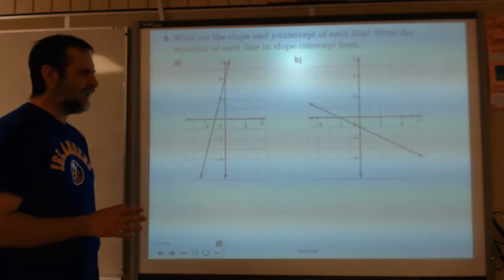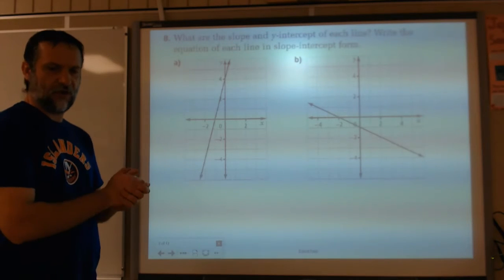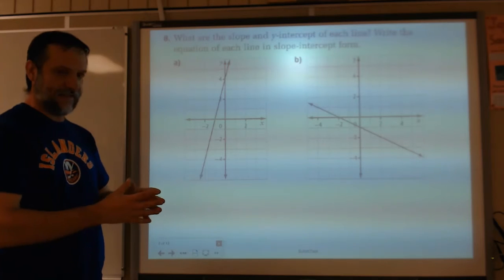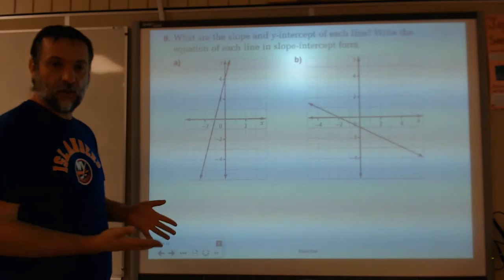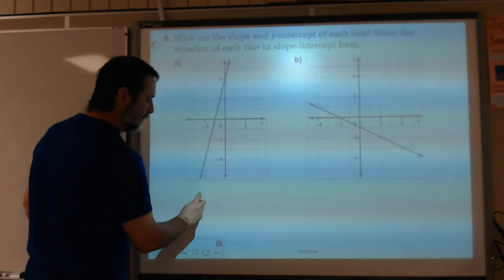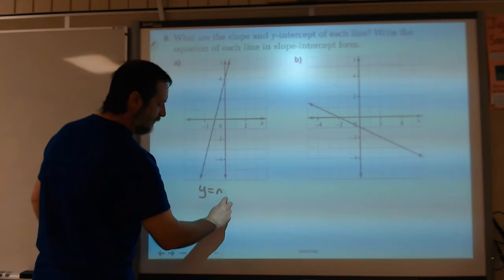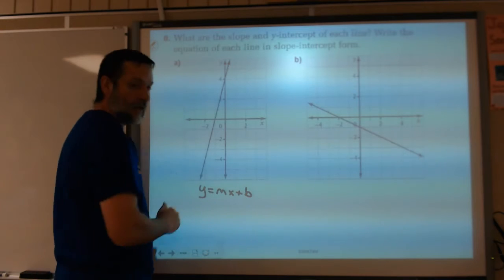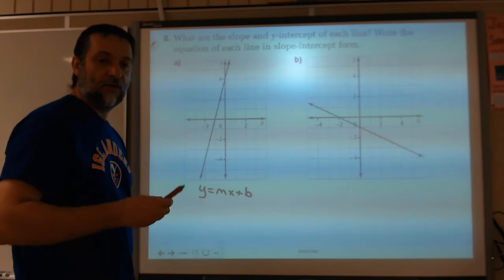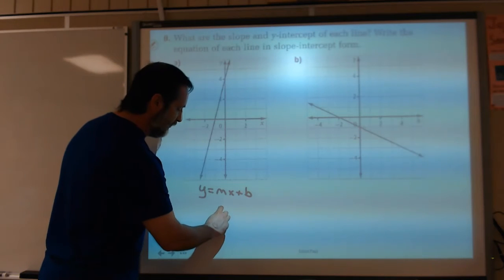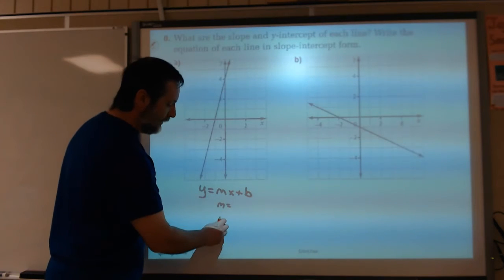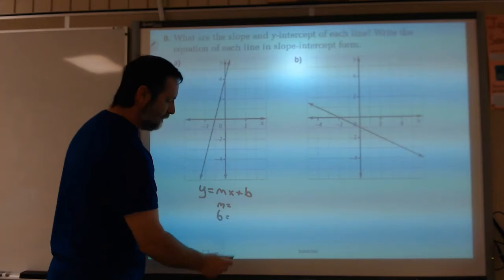So I only have, I think, the first 4 here for question 8 under your textbook there. I have A, B, C, and D. So again, as long as we know we want to be in slope-intercept form, means we want to be in y equals mx plus b form. So we need to find 2 things. We need to find what is the m value and what is the b value.